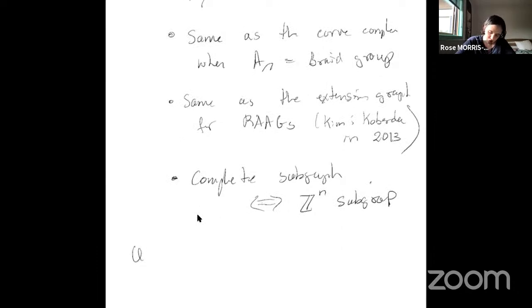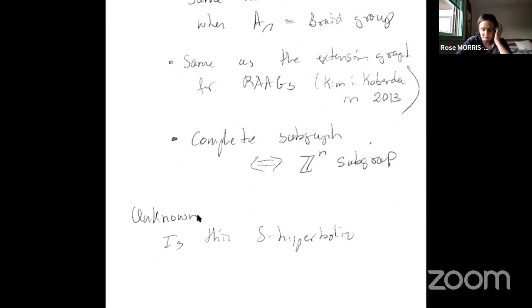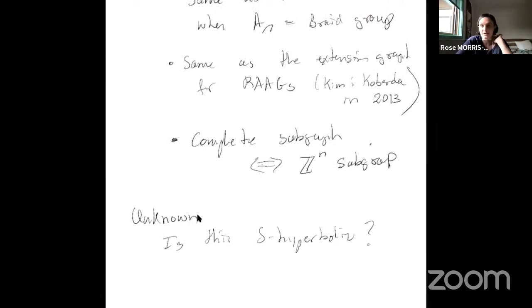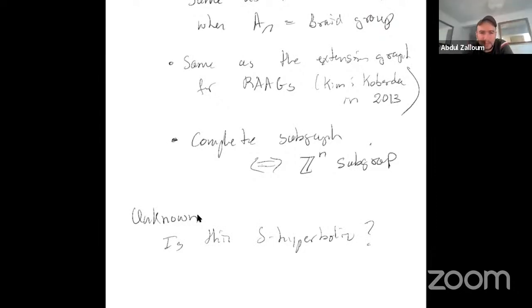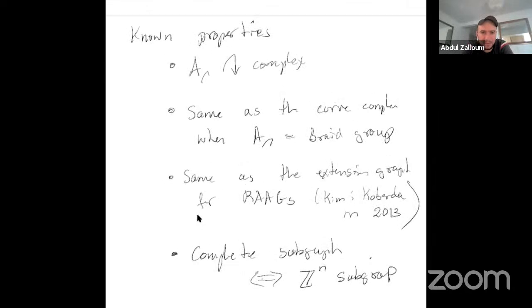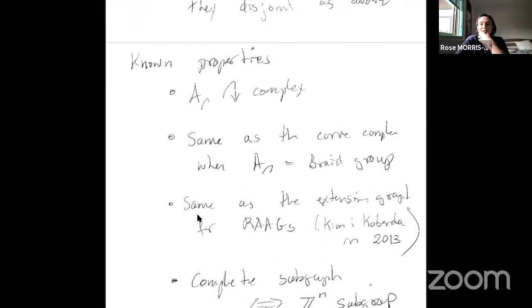But the unknown thing, the thing that we would really like: is this delta hyperbolic? And this is, I think, one of the big questions currently. So how nice is the action? Is it acylindrical, for example? I don't know if the action is acylindrical. That is another open question.